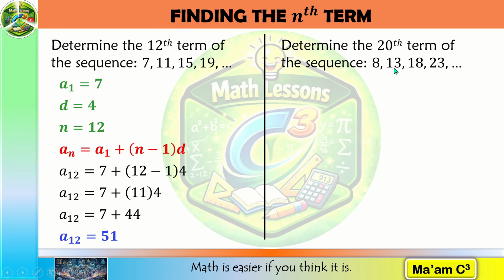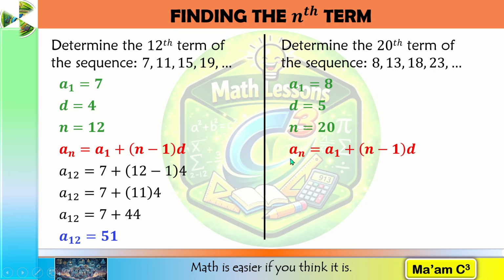From 8 to 13 is a difference of 5. From 13 to 18 is also 5. And 18 to 23 is also 5. So yes, this is an arithmetic sequence. The first term is 8. That would be our a sub 1. Our common difference is 5. And we are looking for the 20th term, so n is equal to 20. Again, let's recall our formula.